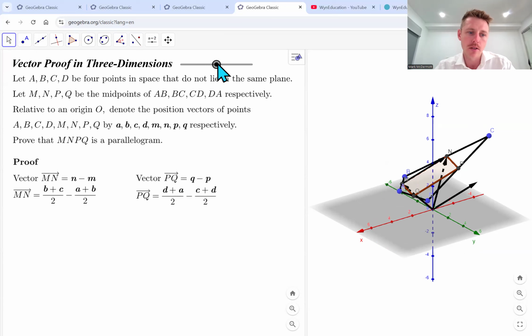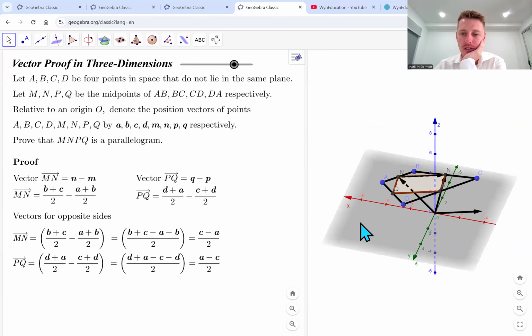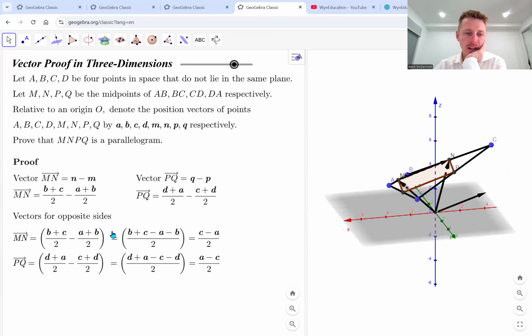And then what we can say is the following. So the vectors for the opposite sides, we know that MN is equal to this. If we just collect the numerators and then cancel out the B's, we'll get C minus A on 2 for MN. And then for vector PQ, we get A minus C on 2 for the same reasoning, right? And so you can see that these are the same in size, but the opposite in sign.